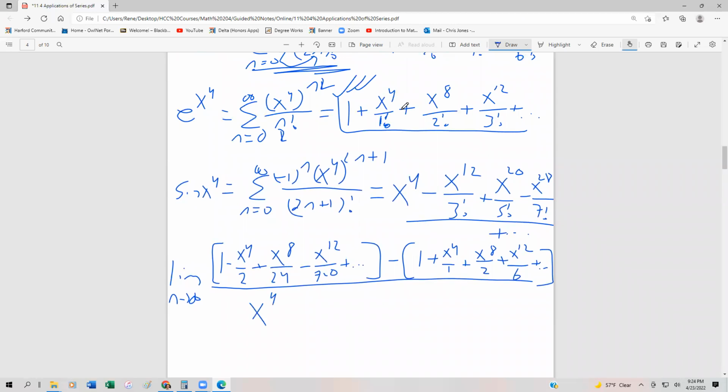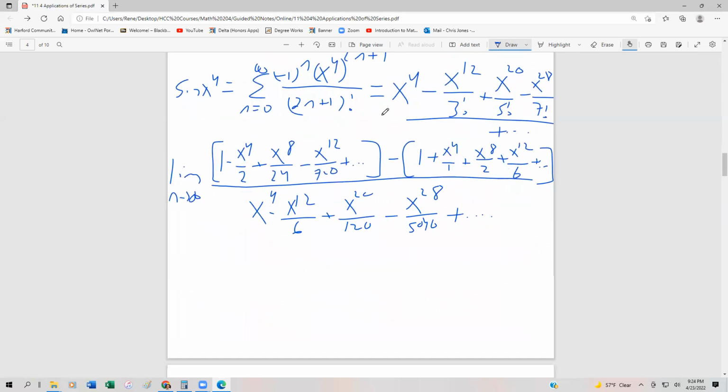So we have x to the fourth minus x to the 12th divided by 6, since 3 factorial is 6. Right. And then plus x to the 20th over 120. So that's 5 factorial minus x to the 28th over 40, because that's 7 factorial, and then going on forever. All right, so some good news. We have a 1 minus 1. So those are going to cancel out.